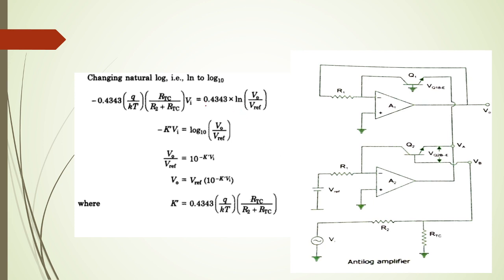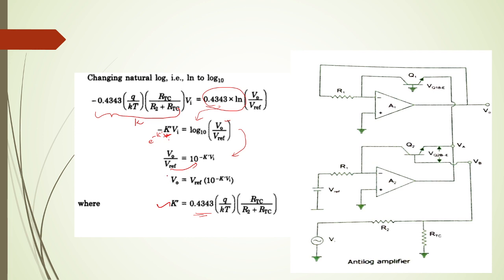So here 0.43 into ln can be replaced by log, and this entire term is considered as k. So this is minus k dash. So what is k dash? The entire term is considered as k dash. Now this equation we can rewrite: k dash VI divided by this. If we take the exponential on both sides, that is exponential of minus k dash VI is equal to log, and the exponential and log get cancelled. Finally V0 divided by V reference is the equation.